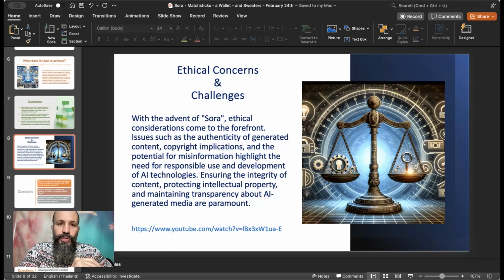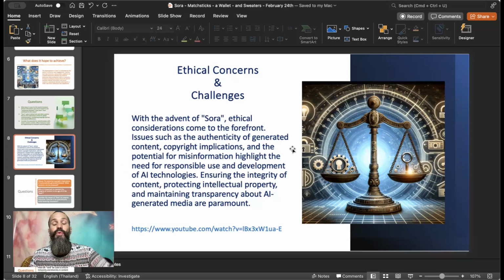So, ethical concerns and challenges. With the advent of Sora, ethical considerations come to the forefront. Issues such as the authenticity of generated content, copyright implications, and the potential for misinformation highlight the need for responsible use and development of AI technologies. Ensuring the integrity of content, protecting intellectual property, and maintaining transparency about AI-generated media are paramount.